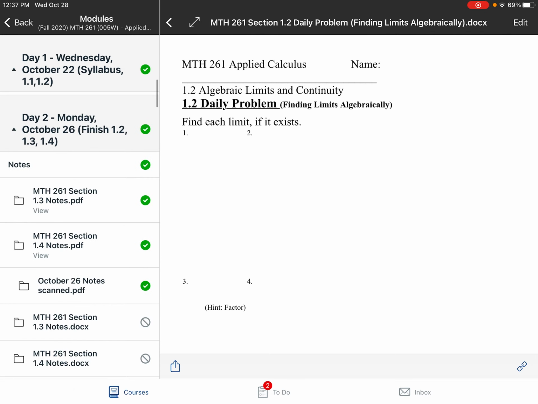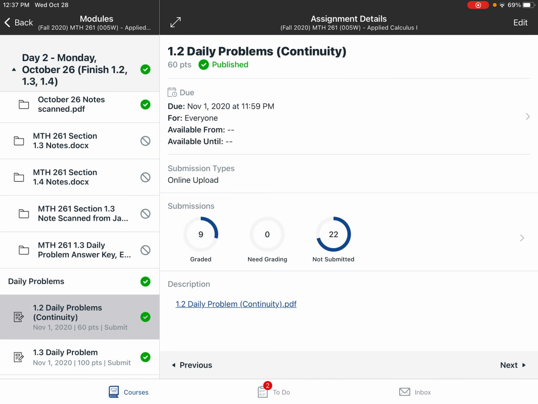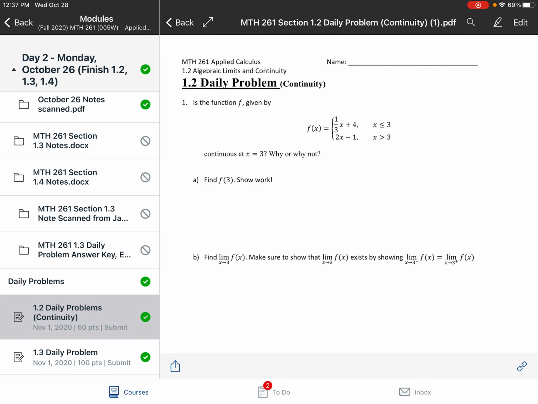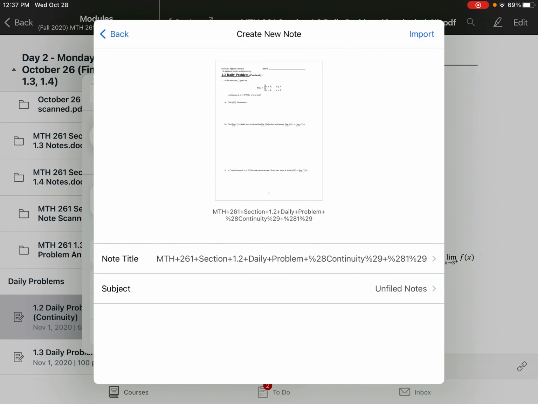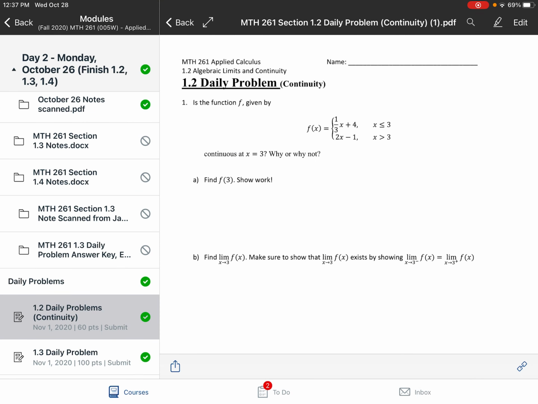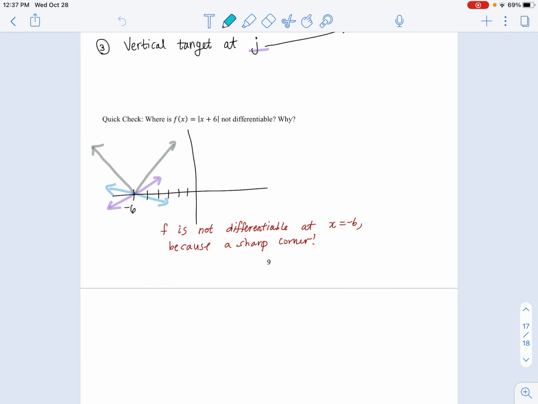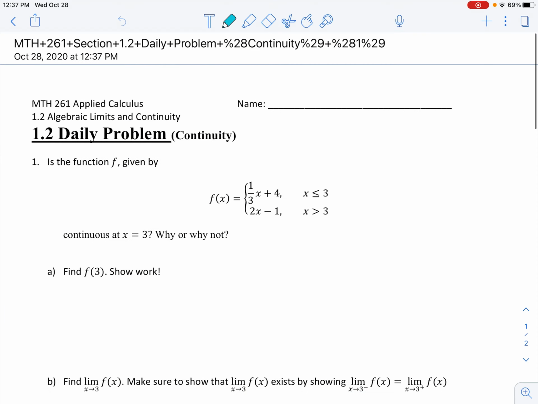So I'm gonna go ahead and I think you're talking about the continuity one because that's the most recent one. So let me download the continuity. This is the one that's due this weekend. So I think you're talking about this one. Alrighty, let me go over daily problem 1.2 continuity in this video with you. This is for my Math 261 Applied Calculus 1 class.